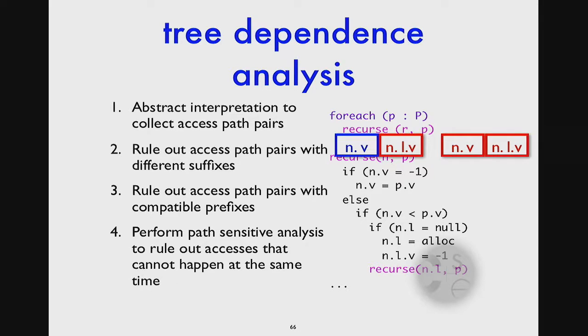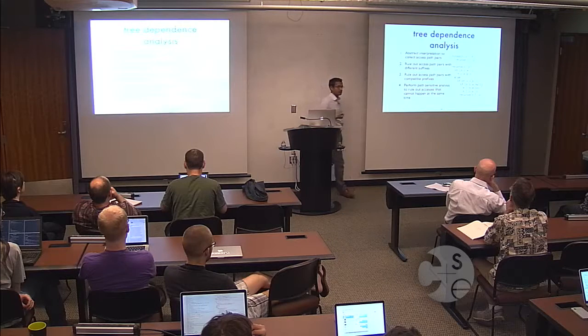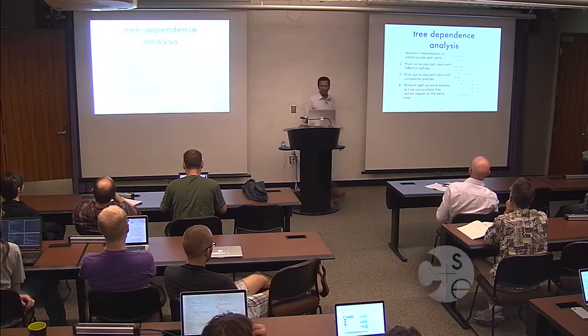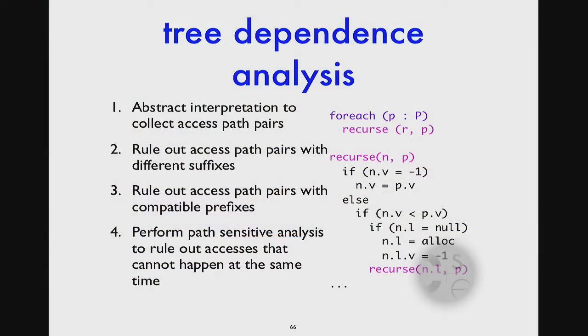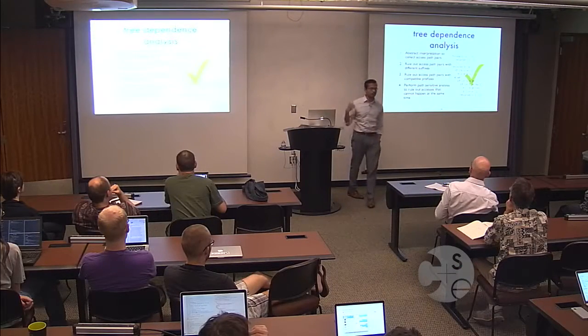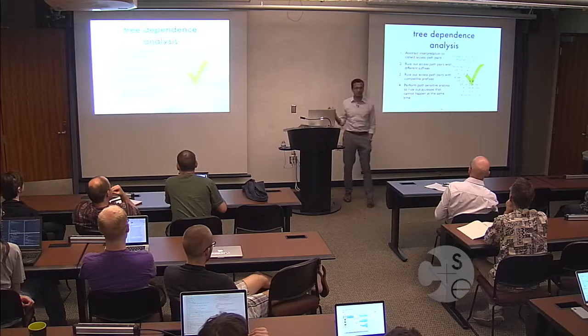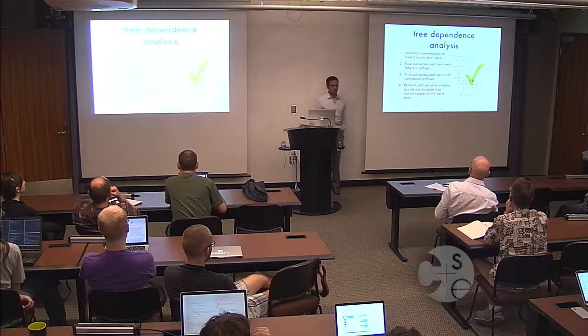And then I use our path-sensitive analysis to rule out more accesses. They can't happen at the same time. Because of the conditional execution, because not all writes and reads happen every time, I can rule out circumstances when those dependencies might occur. And in fact, for this BST code, everything checks out. There are no dependencies left. We applied this to a bunch of different codes, including Barnes-Hut octree building, KD tree building, skew heap insertion, and other interesting things. And it all worked out.